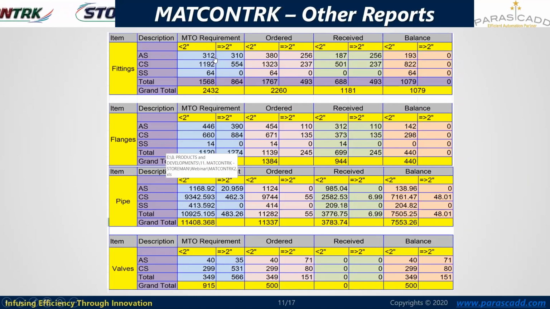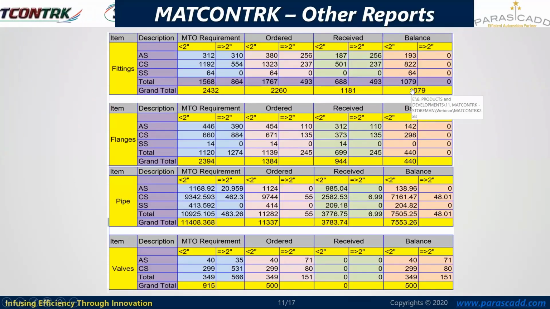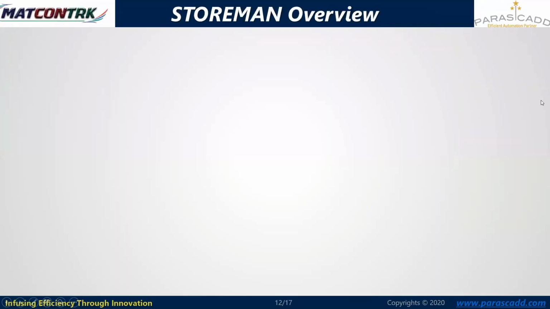What is the MTO requirement quantity as of now for alloy steel fittings? 312. What is the ordered quantity? 318. How much is received so far? And what is the current balance? Balance is calculated after issuing of the material. Similarly, these numbers are calculated for the other groups. So that was the deliverables of the MAT contracts.